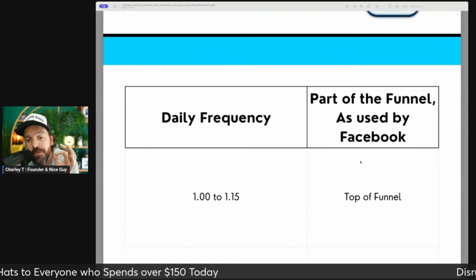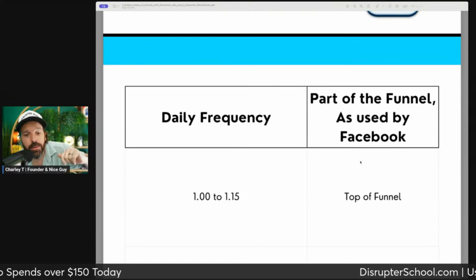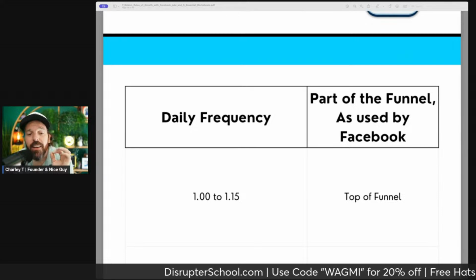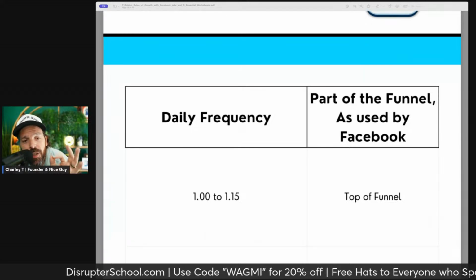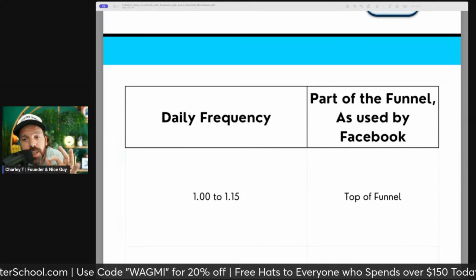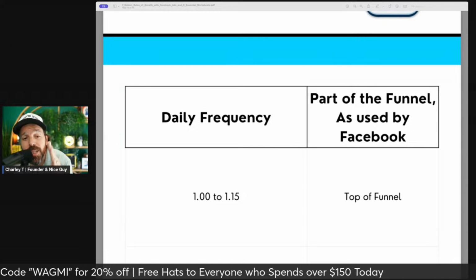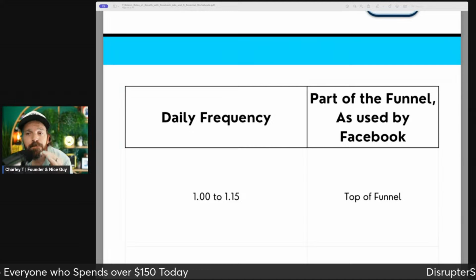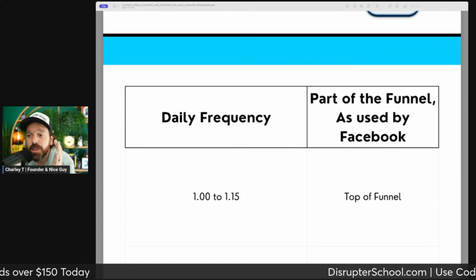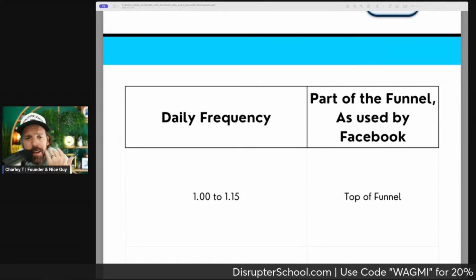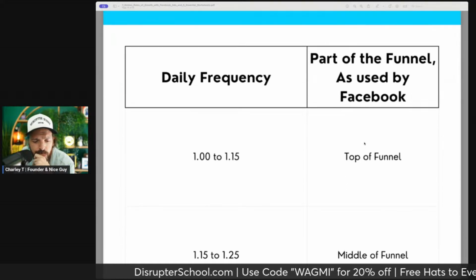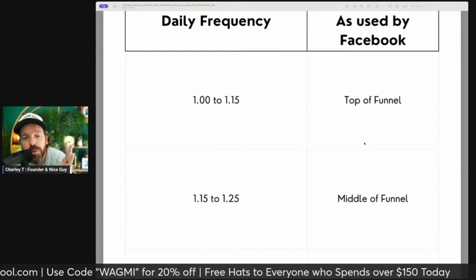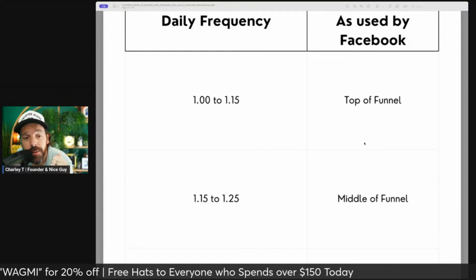If your frequency every day is a 1.00 or a 1.15, what that means is up to 15% of people are seeing your ad at least twice a day. That means 15% of people are being retargeted with your ad at a 1.15. That's what that means. Generally speaking, 15% of people is a pretty top of funnel ad. When we begin to get to the mid funnel, this is 15 to 25% of people seeing your ad twice today.